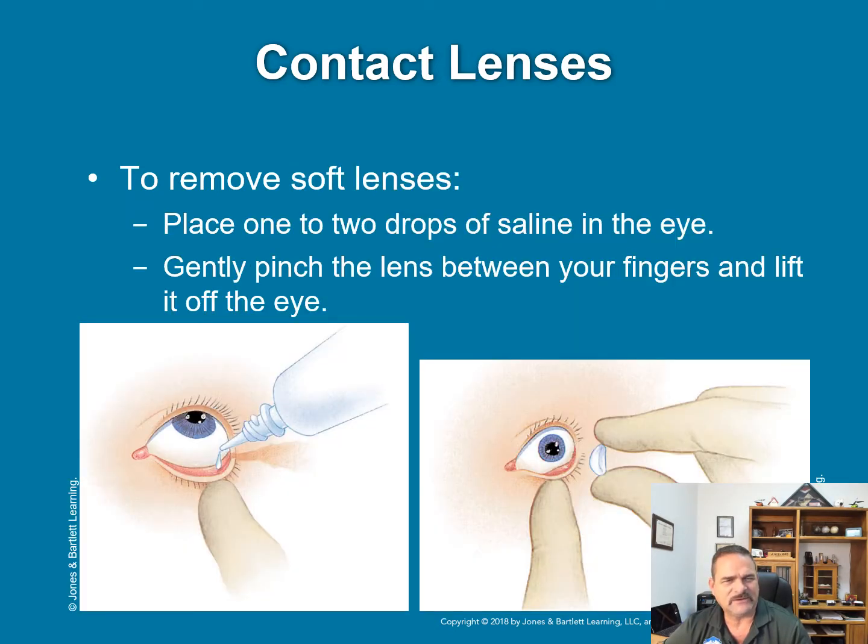To remove soft lenses, place 1 or 2 drops of saline in the eye, gently pinch the lens between your finger and lift it right off the eye.